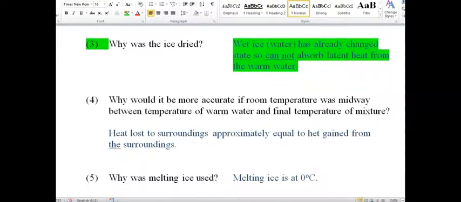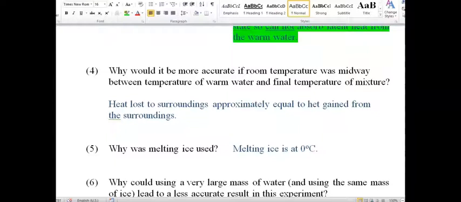Why would it be more accurate if room temperature was midway between the temperature of the warm water and the temperature of the final mixture of water and ice? If this was the case, then the heat lost to the surroundings from the warm water and calorimeter before you add the ice would be approximately equal to the heat gained from the surroundings after you add the ice. That is one that's asked quite a lot in several of these heat experiments, and it might be a good idea to memorize that. Heat lost to the surroundings is approximately equal to heat gained from the surroundings if the room temperature was halfway between the initial temperature and the final temperature of the calorimeter.